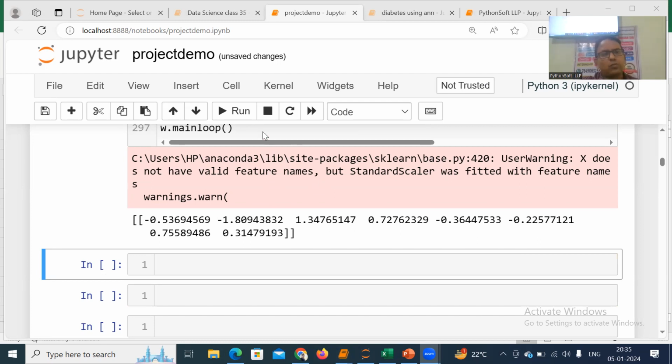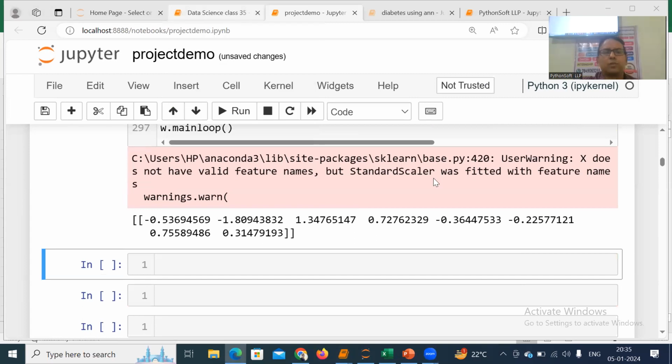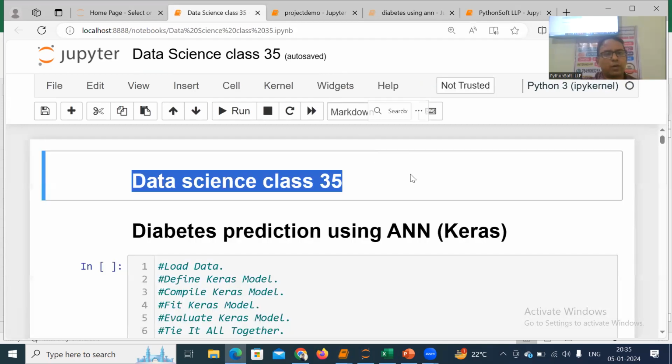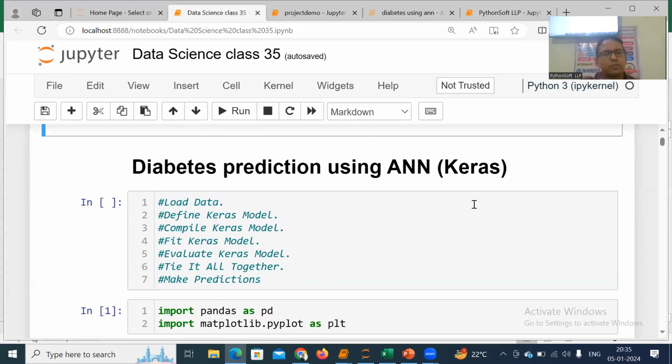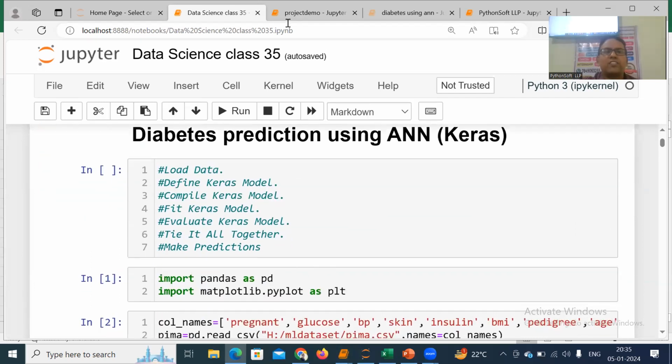Then you can use the deep learning concept. The same thing can also be implemented by deep learning. I told you what happens in deep learning: you have to use an artificial neural network. Neural network means, like we have a biological neural network, similarly we can use the artificial neural network.